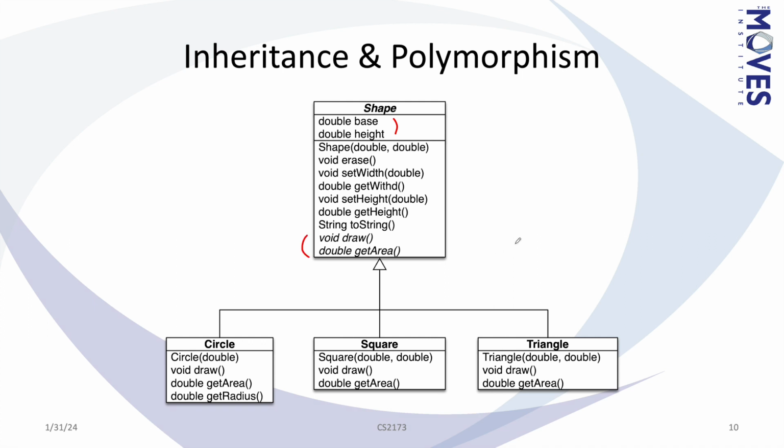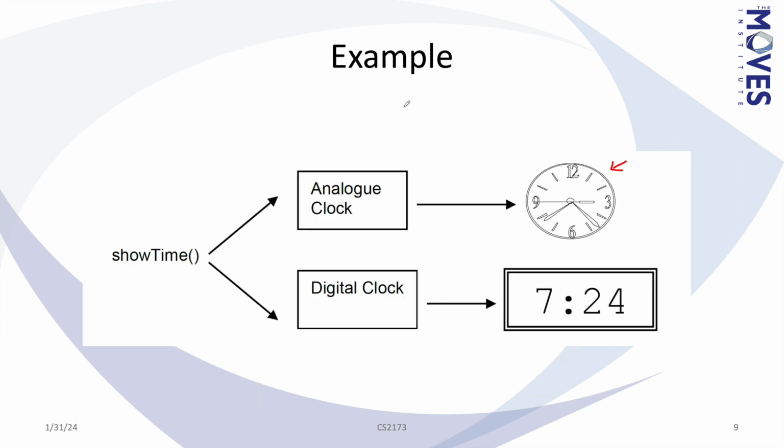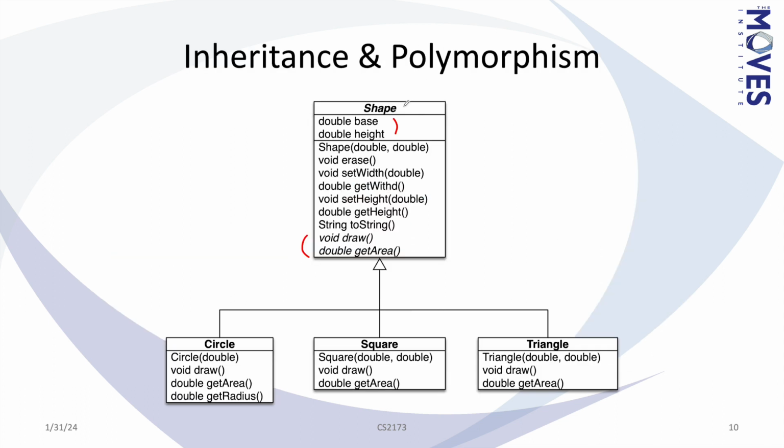And these are, because they're in italics, that indicates abstract. So Shape is in italics. That indicates that it's an abstract class. The draw and the get area methods are also in italics, which indicates that they're abstract. So what does that mean? That means that every shape has a draw method and has an area method. So you can tell it to draw itself, and you can ask what the area is.